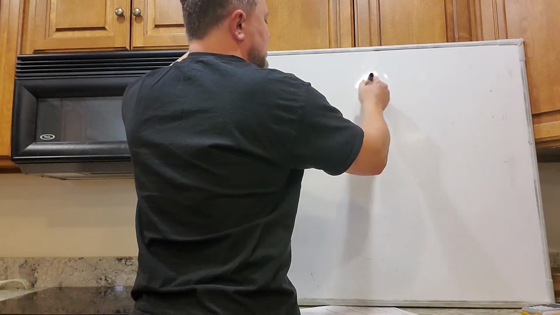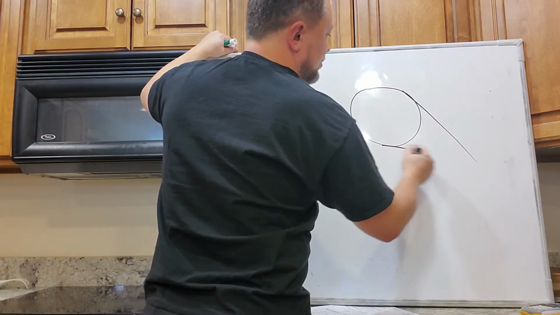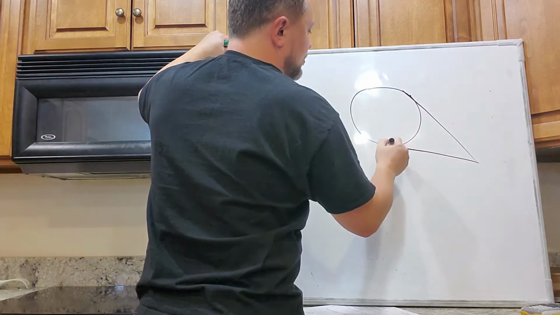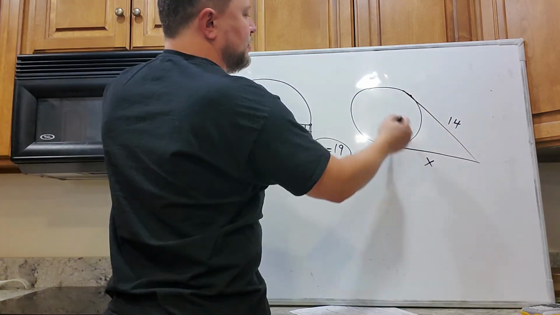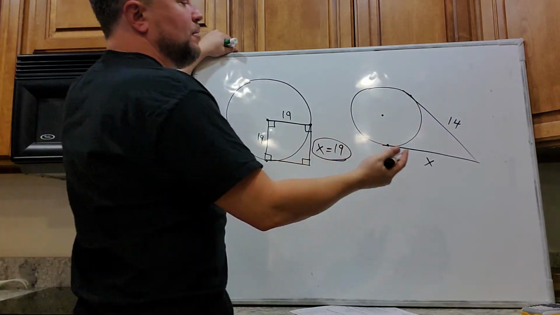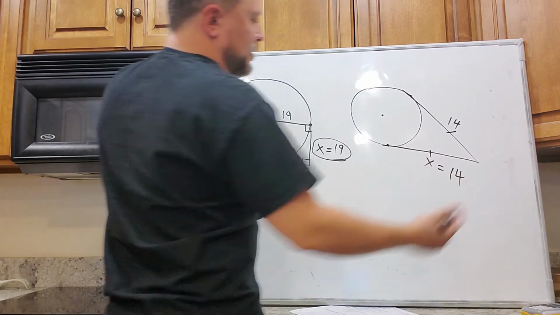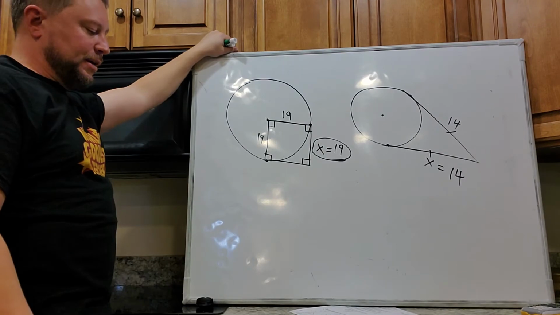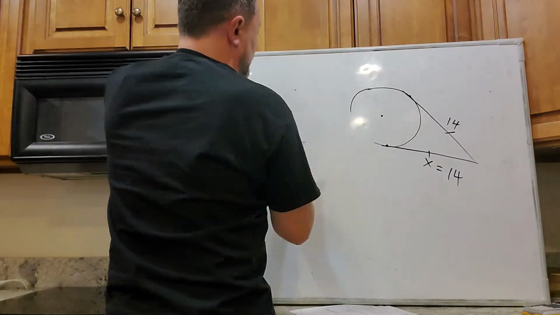Another nice easy one would be if I just did this. Tangent, tangent. This is 14, what's x? Remember the dunce cap effect. These two have to match, so nice and easy on that one. X is 14. But they can get a little more difficult.